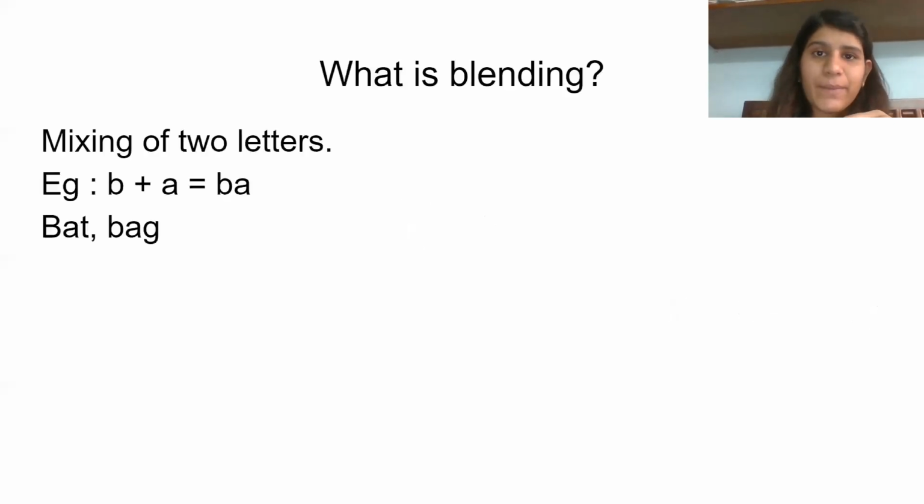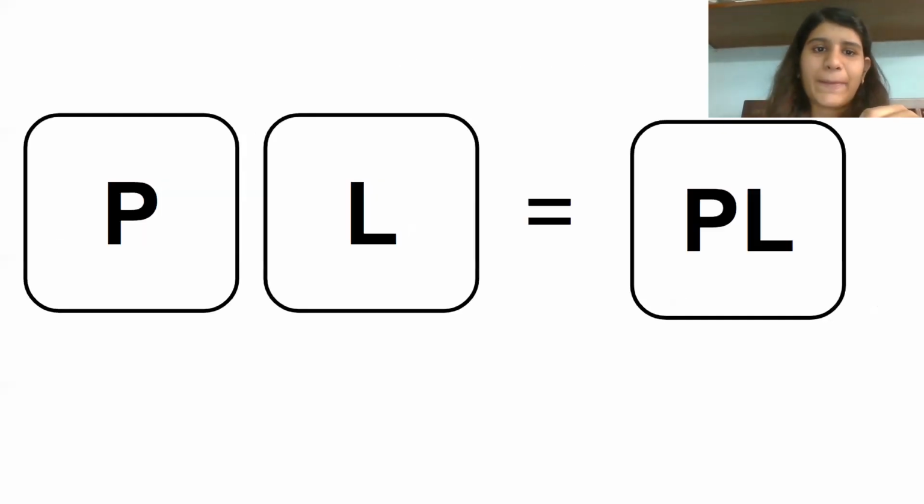So we will do part 5 of L blends with the sound P. Let's remember what is blending. Blending is the mixing or joining of two letters. So jab hum do letters ko jodte hain ya milate hain, hum blending kehte hain. For example, B A makes the sound B. B and B can be used in words like bat and bag.